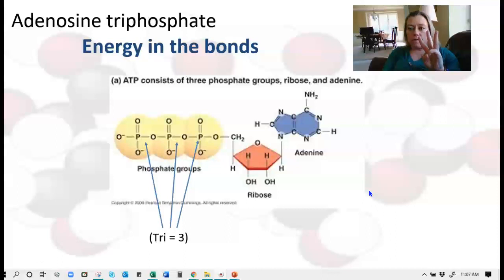3 of them for triphosphate, 2 of them for diphosphate. Tri is the savings, di is spent.